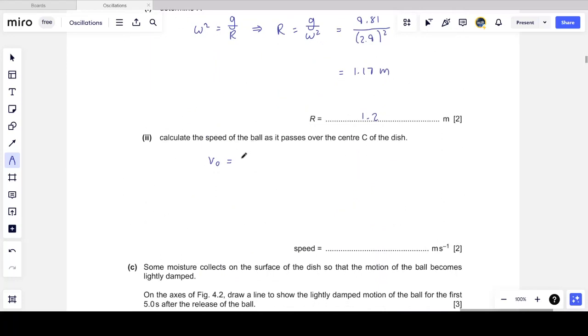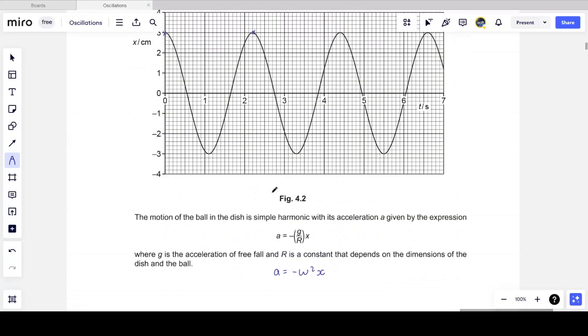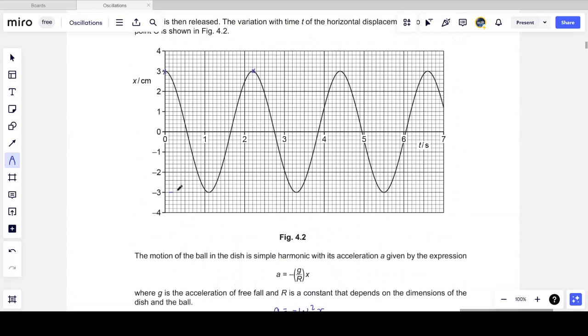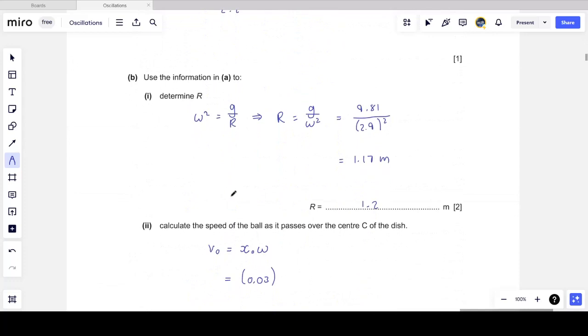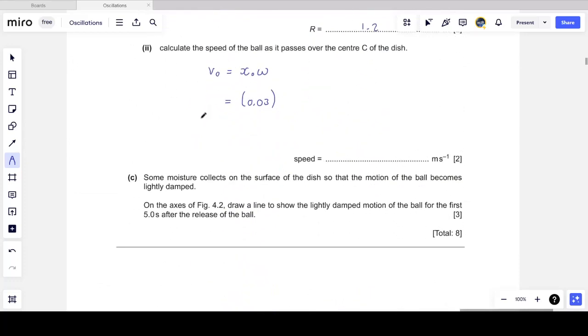And what we know is that V0 is the amplitude x0 times the angular frequency omega. V0 is x0 omega, since V is x times omega. And the amplitude x0 is 0.03 meters. Now, where do I get that value from? I can read it off from my graph. So it's either positive 3 or negative 3. The magnitude of that amplitude will be 3 centimeters, and so the ball doesn't go more than 3 centimeters horizontally.